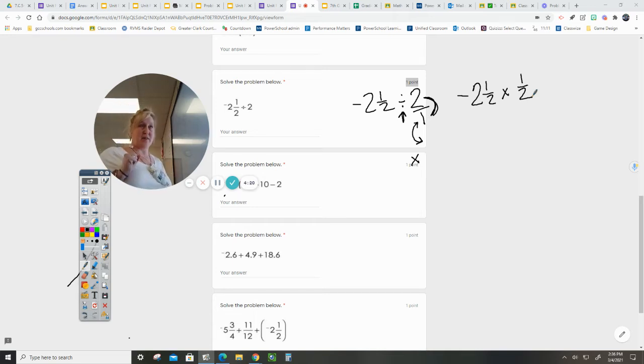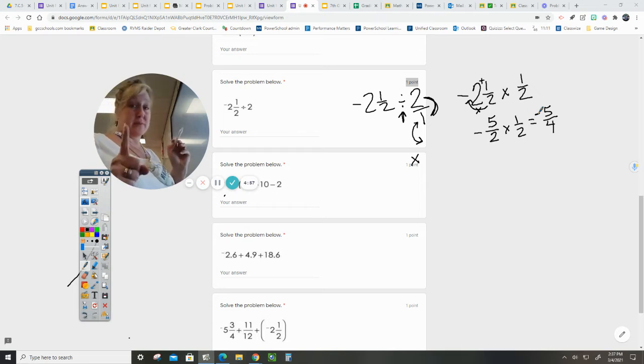Now, I can't multiply this yet because that's 2 1/2. It's a mixed number, and it has to be an improper fraction in order to do that. So I've got to do the 2 times 2 plus 1. So 2 times 2 is 4, plus 1 is 5, and it will be negative times 1/2. Then I just multiply across the top. You got to do all that work to just multiply across the top and across the bottom. So your answer is -5/4.